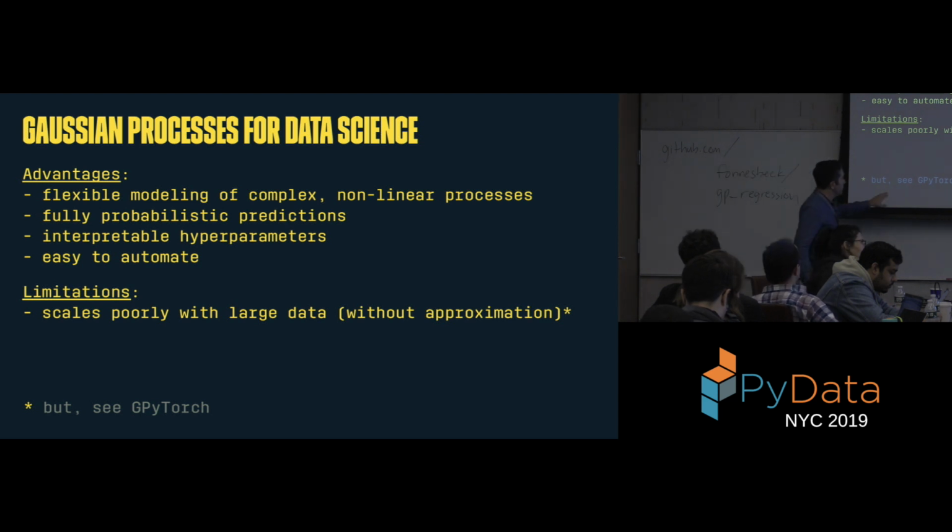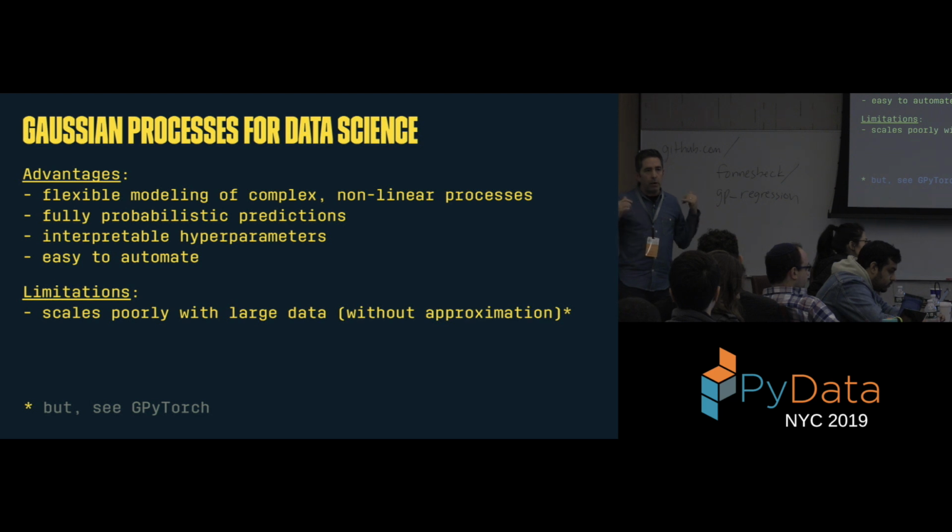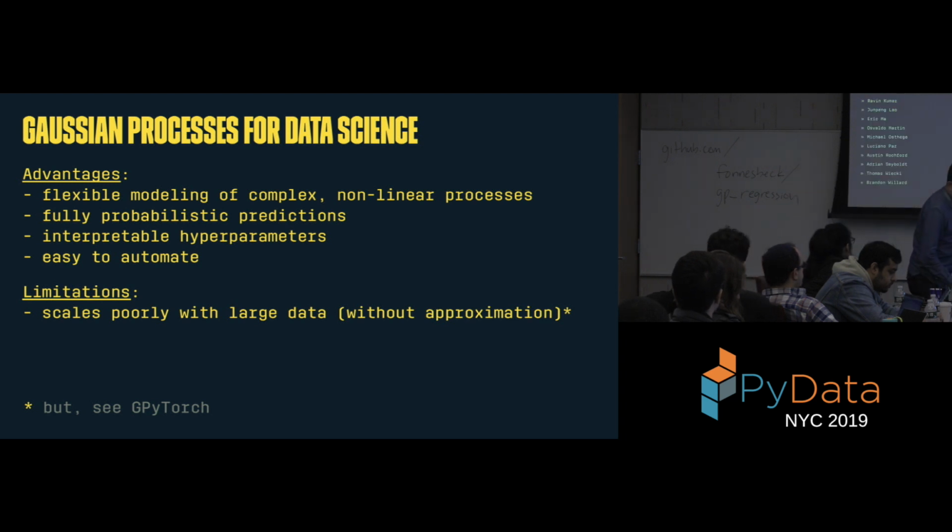But if you look in the GPyTorch package, the creators of that package have come up with a new method called black box matrix inversion, and it calculates exact GPs for very, very large data sets. What it does is parallelize the matrix inversion, and it's very fast. So I use that a lot too. So you may want to stray away from PyMC3 if you've got larger data sets.